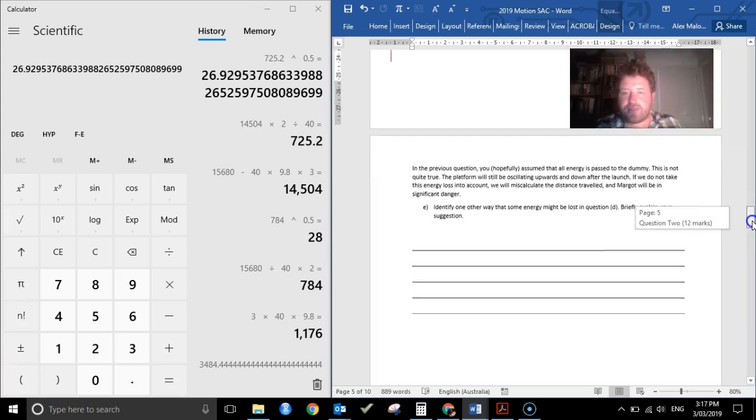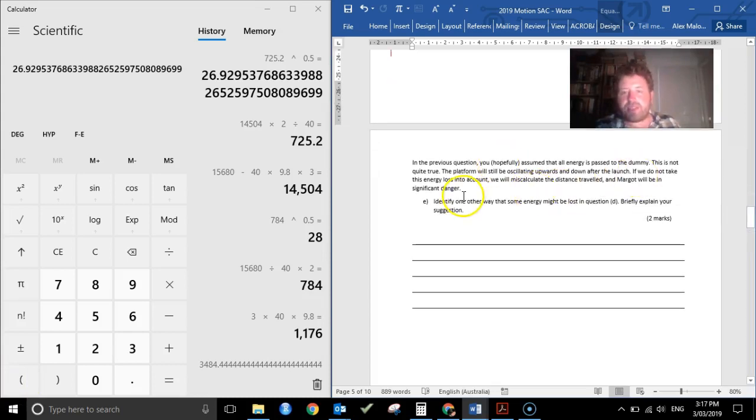This next question here asks you to evaluate some of the energy transfers here. So in the previous question, you assumed that all the energy was passed into the dummy. We've already seen one place where that's not quite true. Some of it went into the gravitational field. The platform will still be oscillating upwards and downwards after a launch. So, you know, when you release a spring, it goes dunga dunga dunga dung. But that means it has some kinetic energy of its own, which means not all the energy went to the kinetic energy of the dummy.